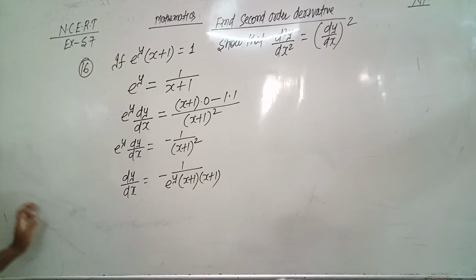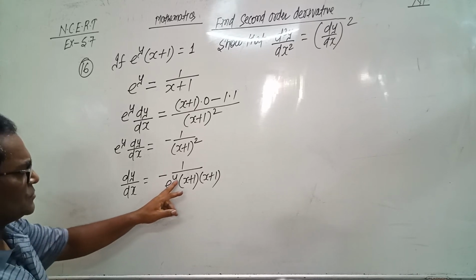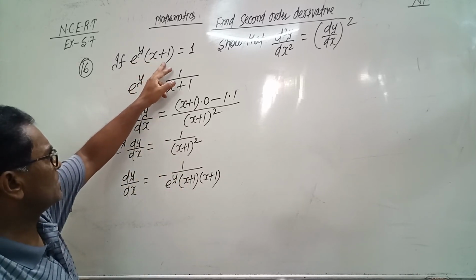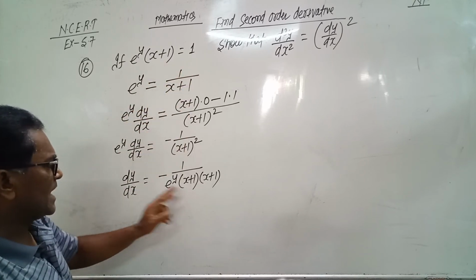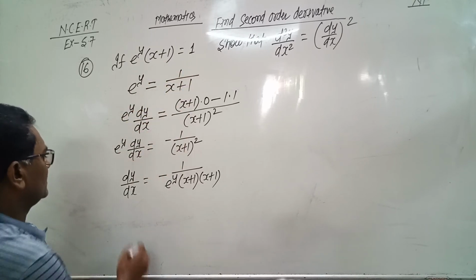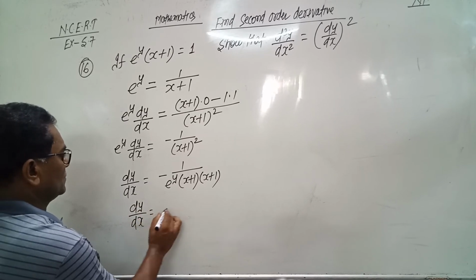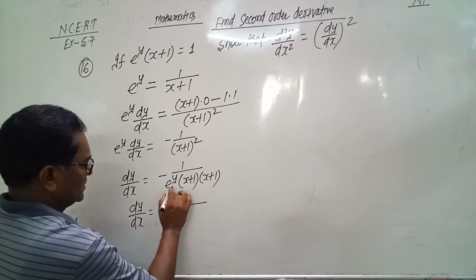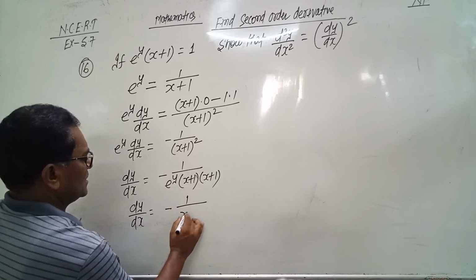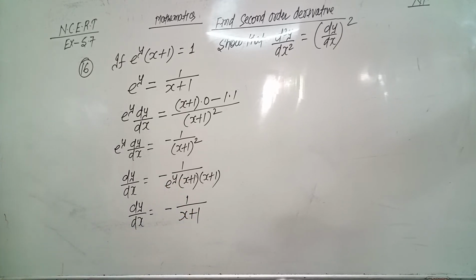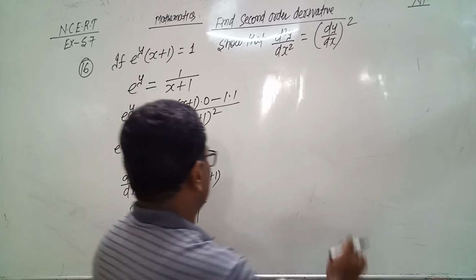Now the value of e raised to the power y into x plus 1, e raised to the power y into x plus 1, can be written as 1. So we get dy by dx equals to minus 1 upon x plus 1. So this is the value of dy by dx.